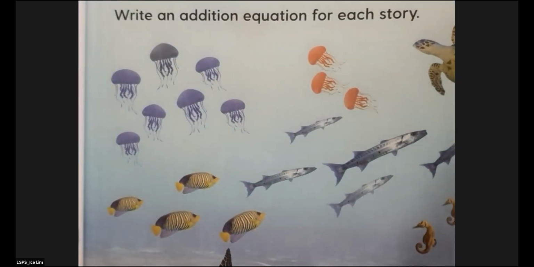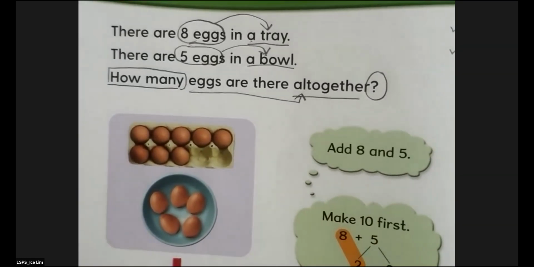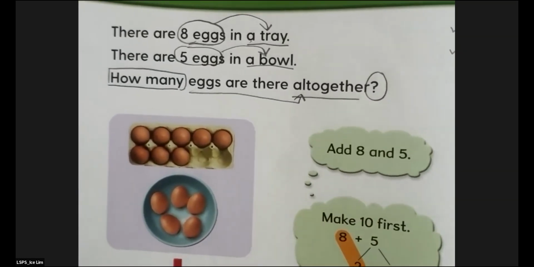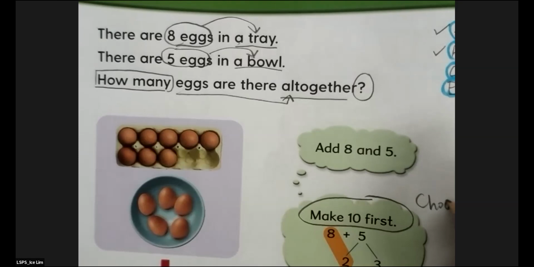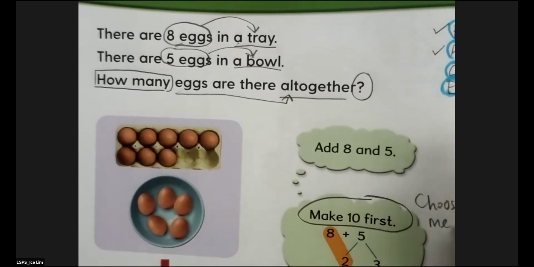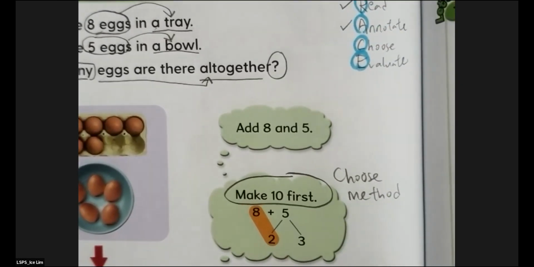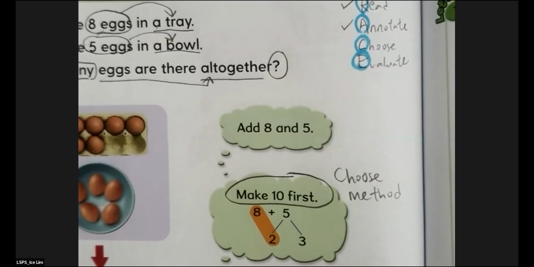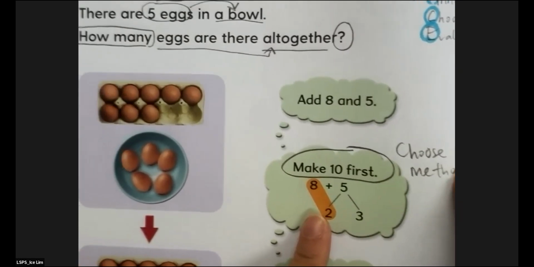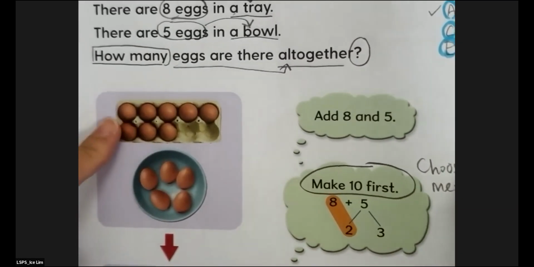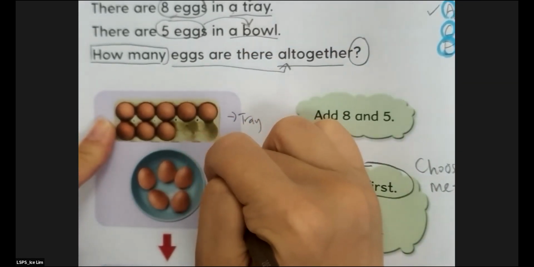Alright, so there are so many strategies of addition. The 2 new ones are here. The first one we learned for this chapter, like what Kelsa said, this is the strategy. I choose this method. What does method mean? Method means a way to solve a problem. This method is called make 10 first. If you look at the equations here, the story is asking about 8 in a tray. This is the tray. And 5 in a bowl. This is the bowl.